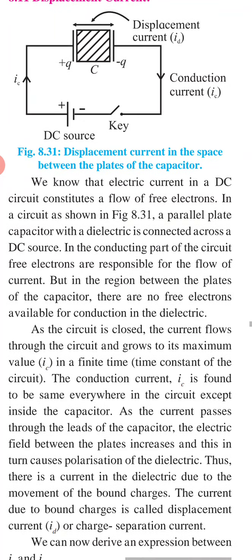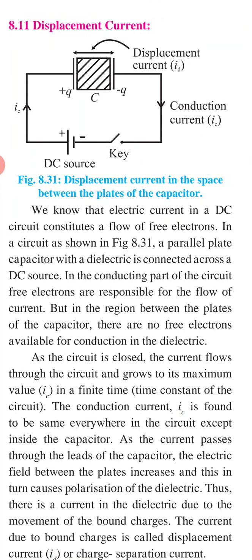We know that electric current in a DC circuit constitutes a flow of free electrons. That's shown in figure 8.31, a parallel plate capacitor with a dielectric connected across a DC source. In the conducting part of the circuit, free electrons are responsible for the flow of current. But in the region between the plates of the capacitor, there are no free electrons available for conduction in the dielectric.